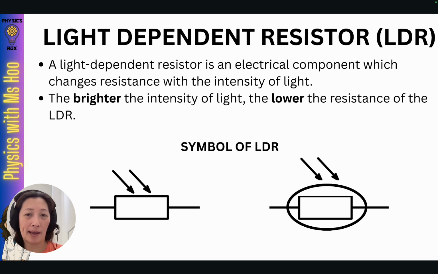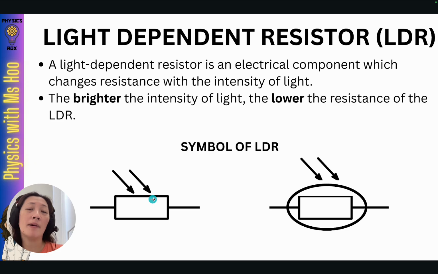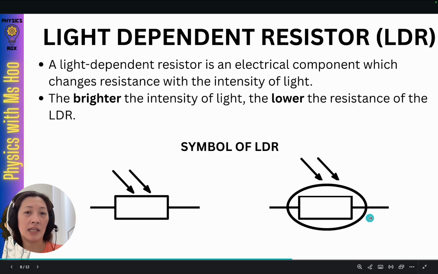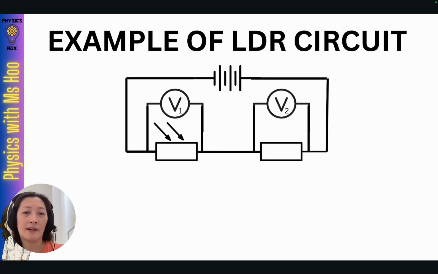So a light-dependent resistor is an electrical component which changes resistance with the intensity of light. The brighter the intensity of light, the lower the resistance of the LDR. The symbol of an LDR is basically a resistor with arrows pointing towards it. Remember, the arrows represent light. Sometimes the symbol may have a circle around the resistor. Now let's go through a very simple example of an LDR circuit.